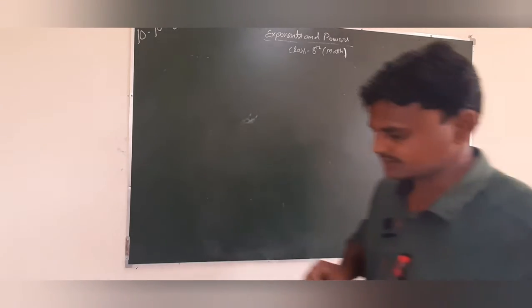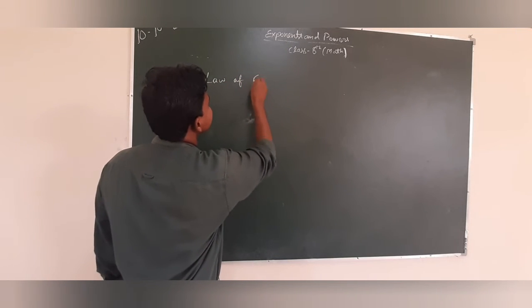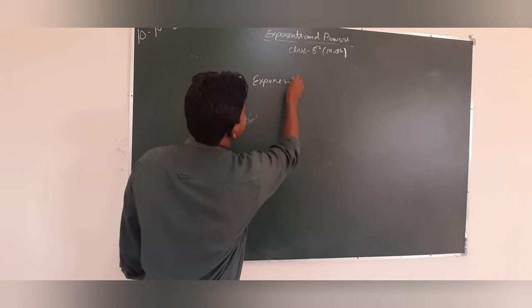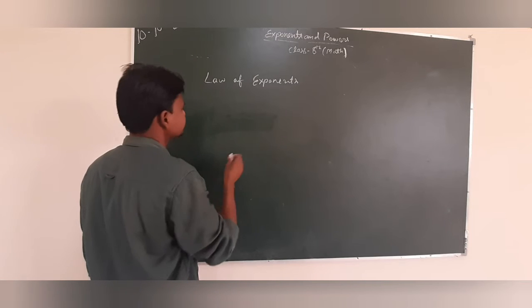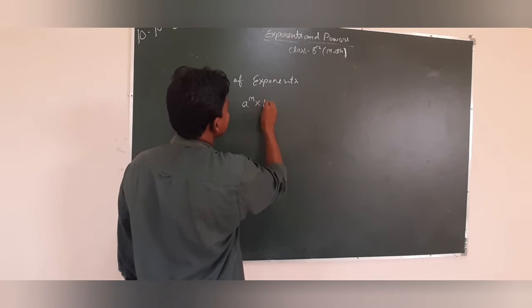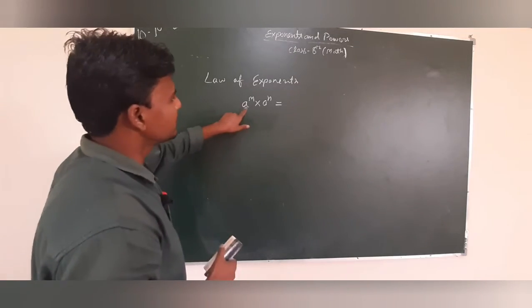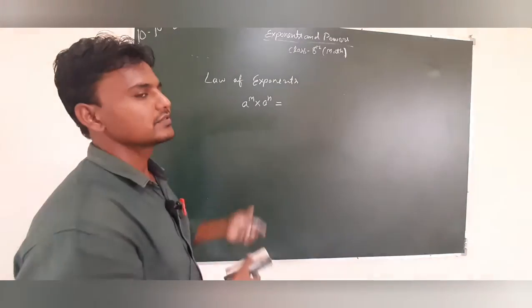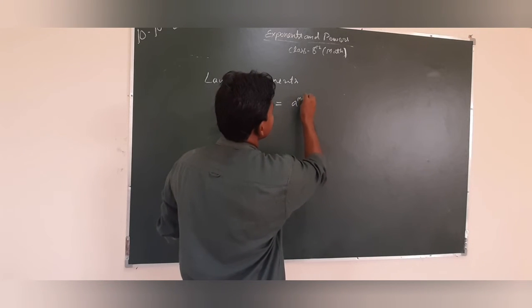And next is the law of exponents. Law of exponent: a to the power m into a to the power n. That means in case of multiplication, if the bases are the same, then we add the powers. That means a to the power m plus n.